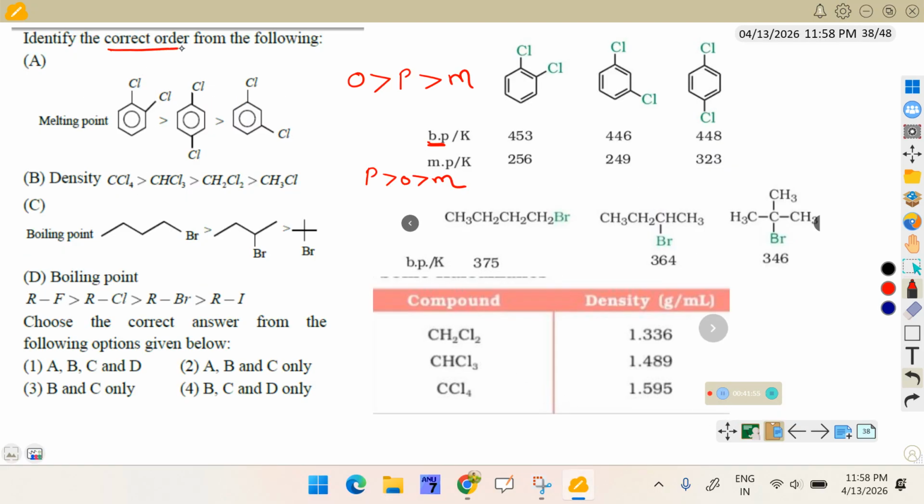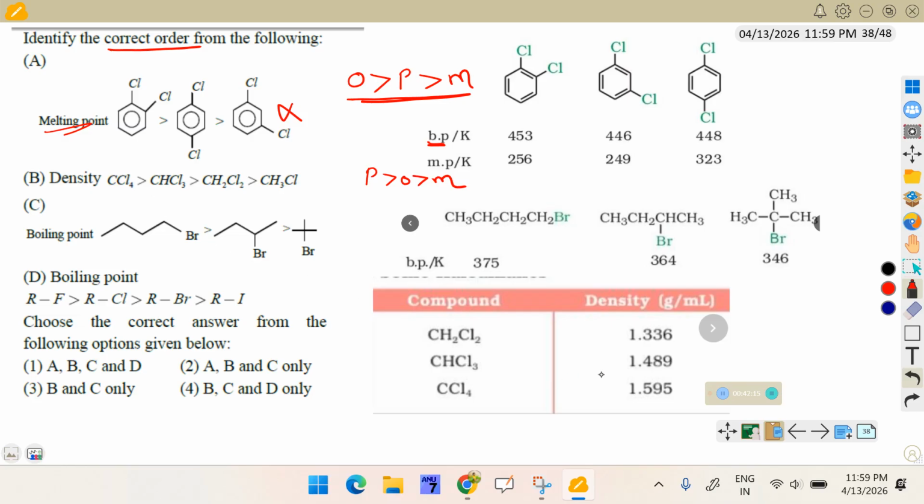Identify the correct order from the following. Melting point order, ortho greater than para. Wrong. This is the boiling point order. Boiling point order is ortho greater than para greater than meta. Melting point order is para greater than ortho greater than meta.